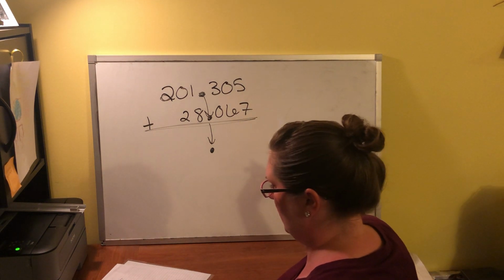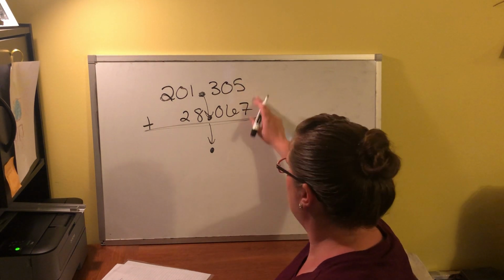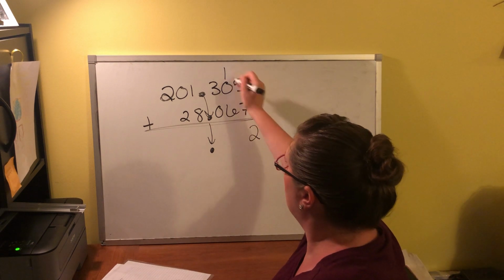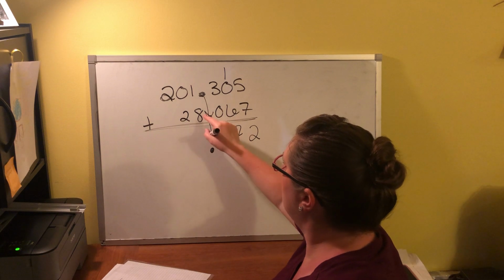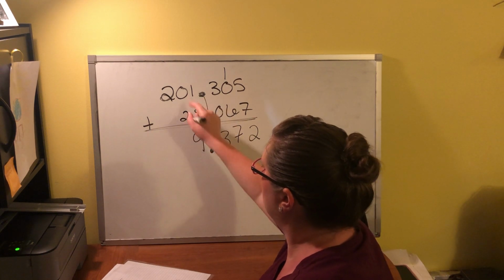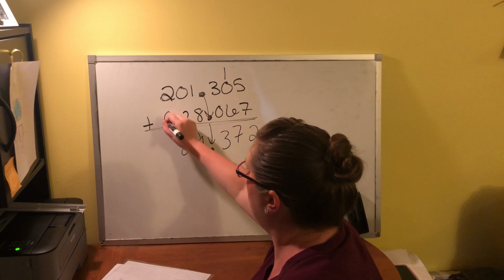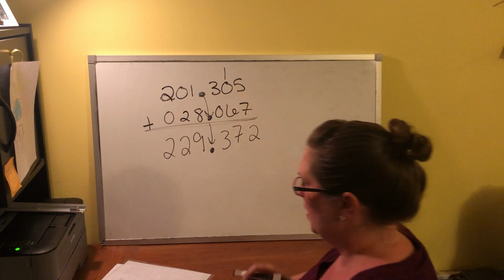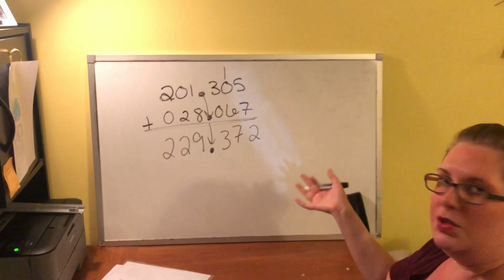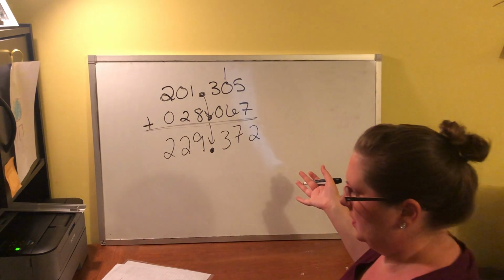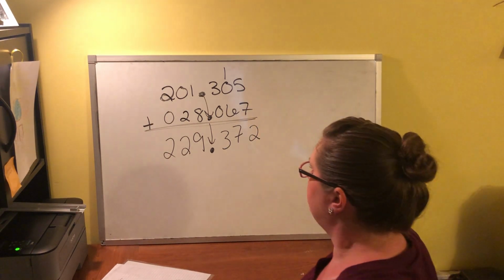So if we were to go ahead and add, 7 and 5 gives us 12. We carry the 1. 6, 0, and 1 is a 7. 3 and 0 is a 3. 8 and 1 is 9. 2 and 0 is 2. And 2, I don't have anything here. There's a 0, so 2. So 229.372. You can easily type that into your calculator. Okay, so I'm not going to do any more addition.